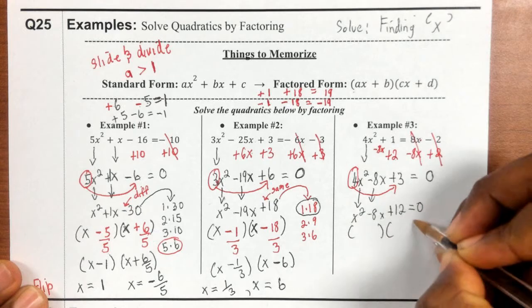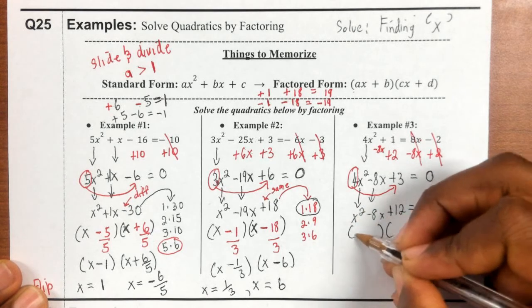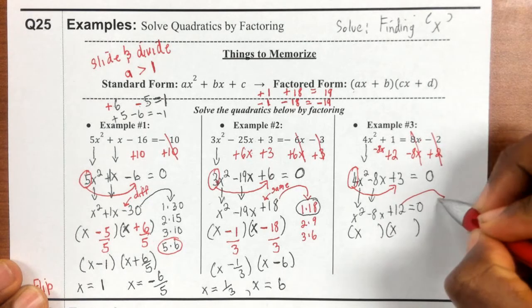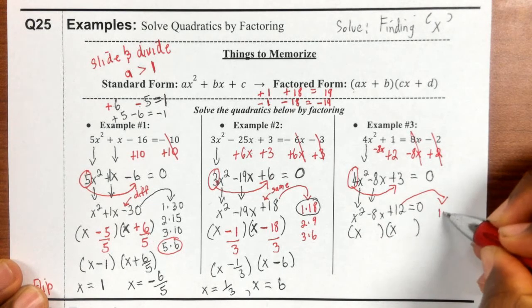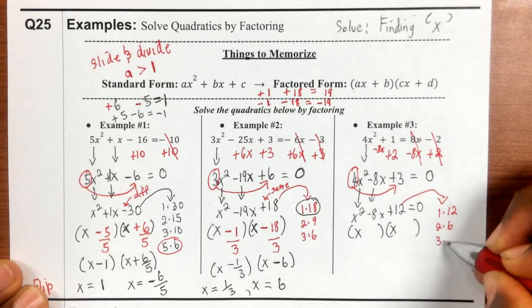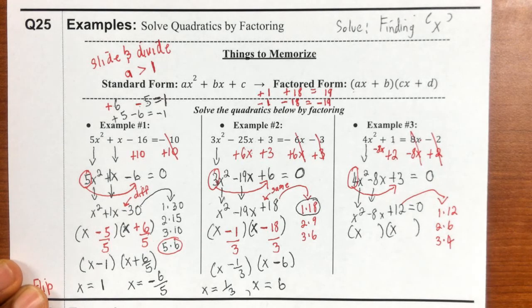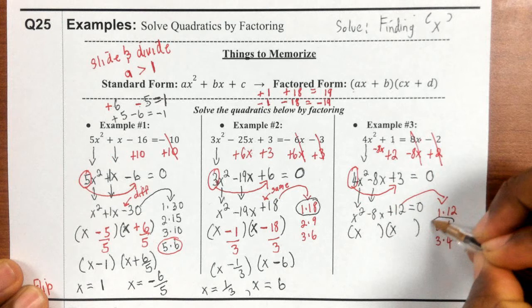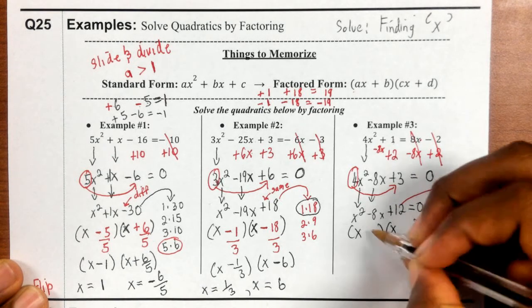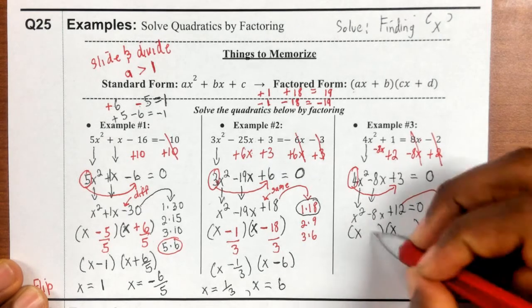So I'm going to write 2 pairs of parentheses. To get an x squared, I need an x times an x. So what multiplies to give you 12? 1 times 12, 2 times 6, 3 times 4. Good job, guys. But which pair do you think will add and subtract to give me an 8? Yup, the 2 and the 6. All right, because 2 plus 6 gives you 8. So I would write my 2 and my 6.